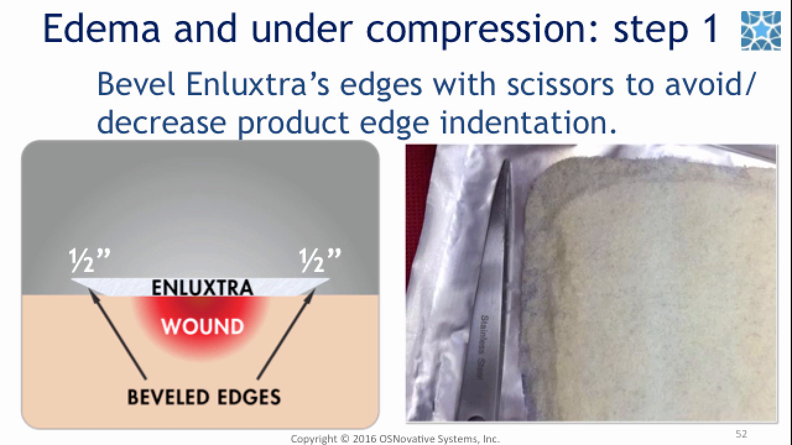When using Enluxtra for edema and under compression, first, using scissors, form a bevel of up to ½ inch wide around the entire dressing edge on the wound contact side. Now place the dressing on the wound. This will help prevent dressing edge from indenting into the surrounding tissue.